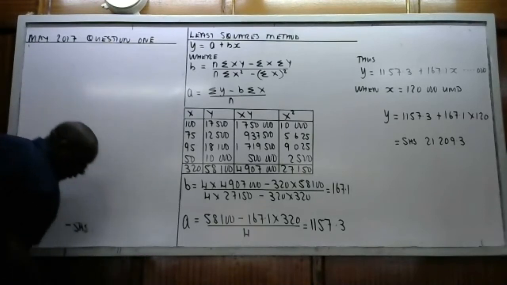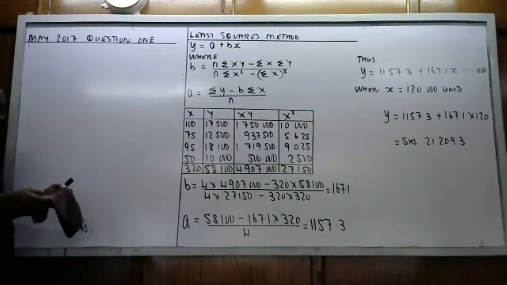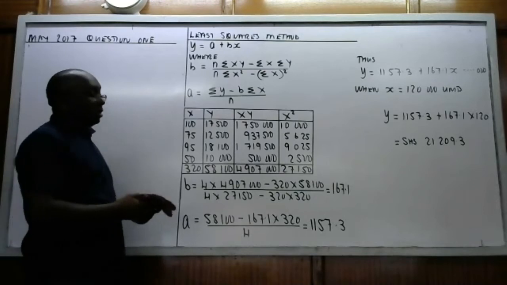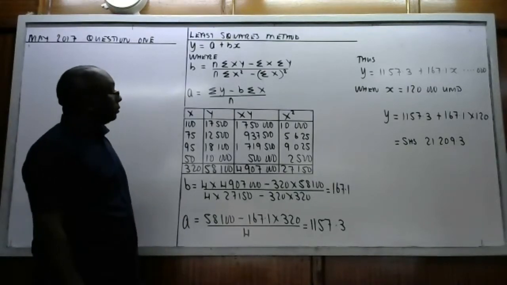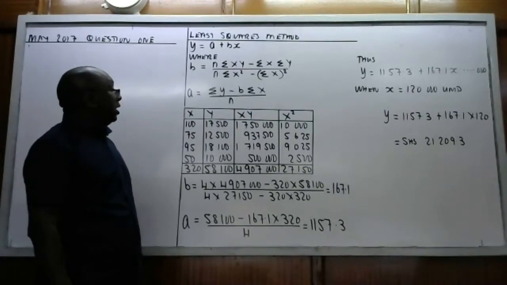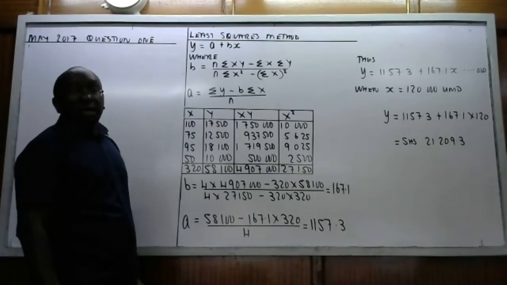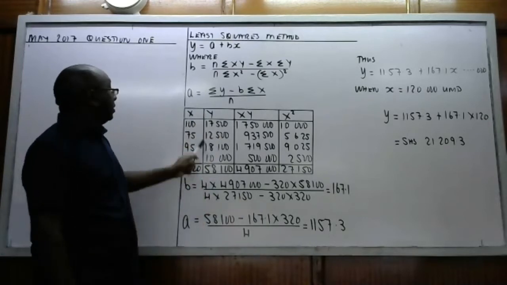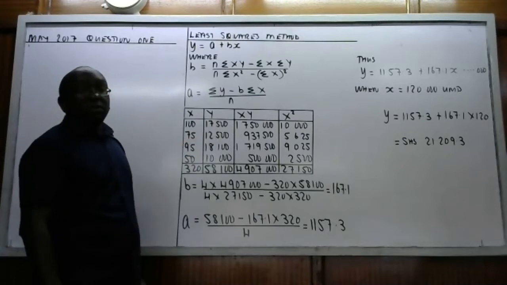I was asking if, for instance, in the least square method, you're given X in units and the Y in shillings, are you supposed to change it? No, you don't change. They don't need to be in the same units of measurement. Units, no.